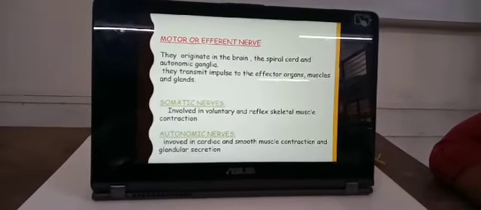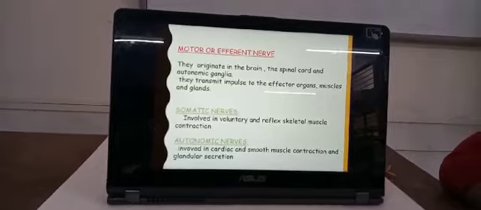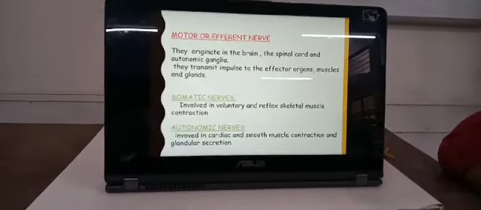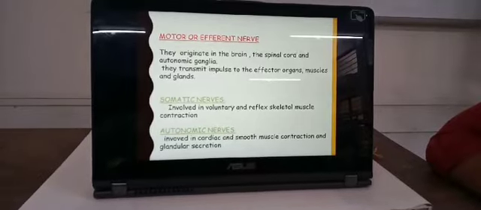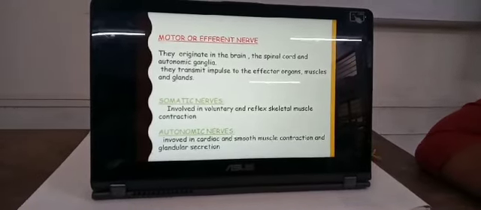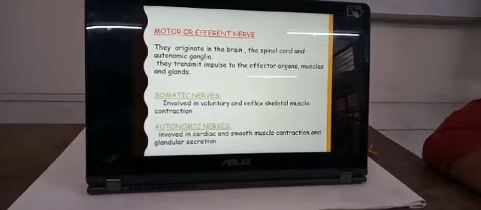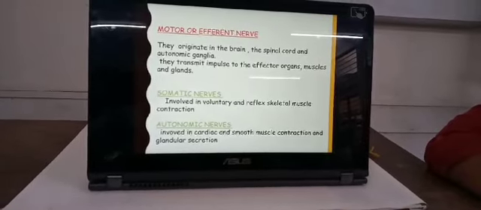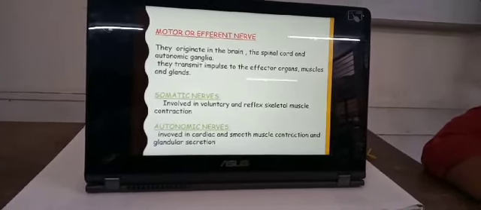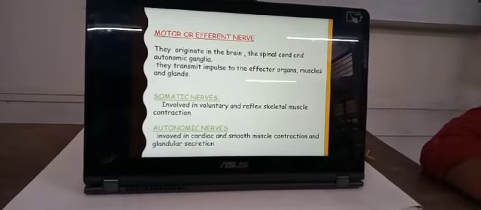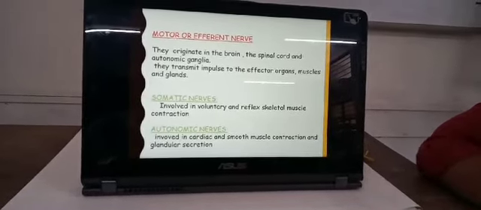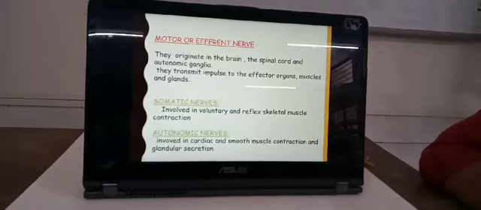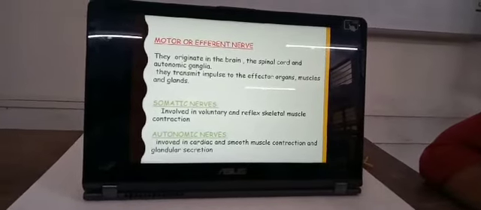Next we have something called as somatic nerves. The somatic nerves are involved in voluntary and reflex skeletal contraction. Now for example, suddenly you see something, when you see there is rain outside and you know if you go there you will get wet. So you pull yourself back. You voluntarily pull yourself back. So this is the somatic nerve function.